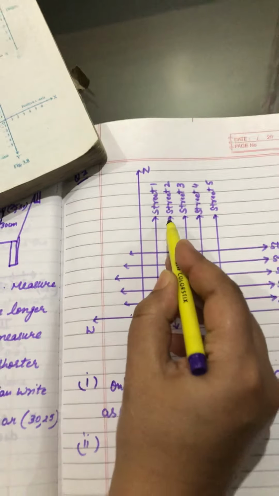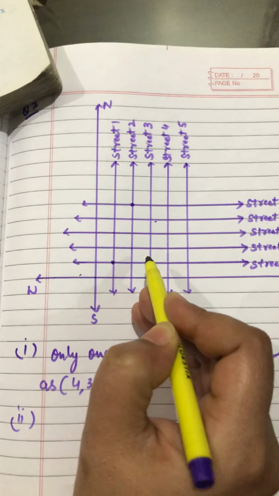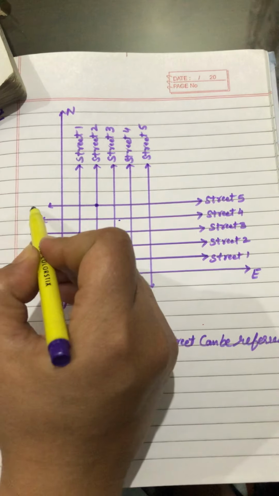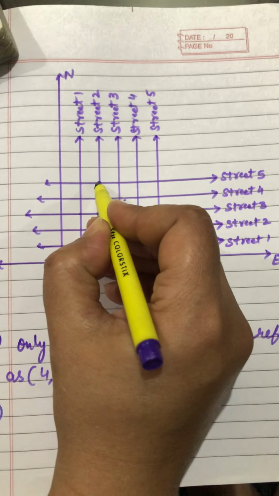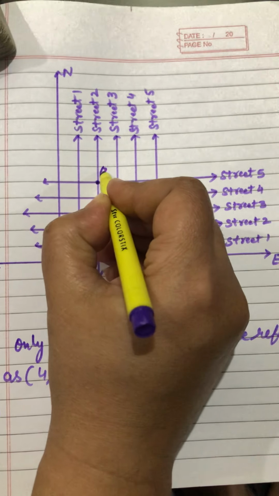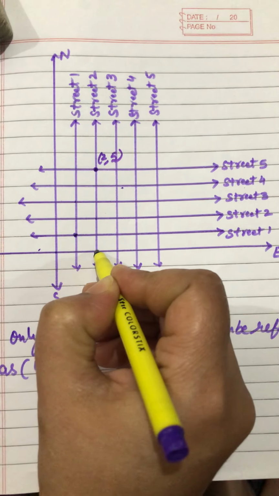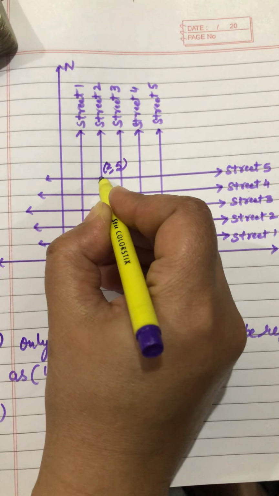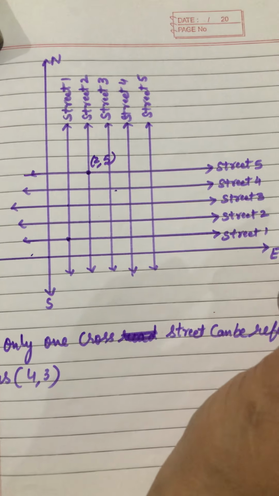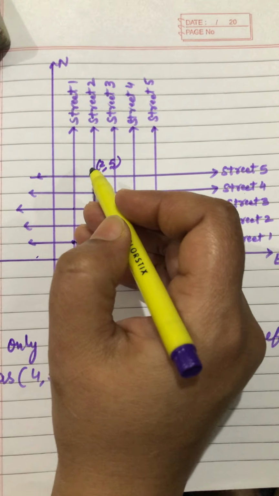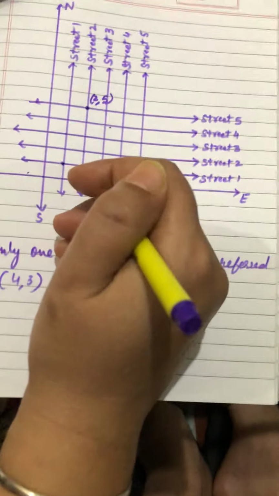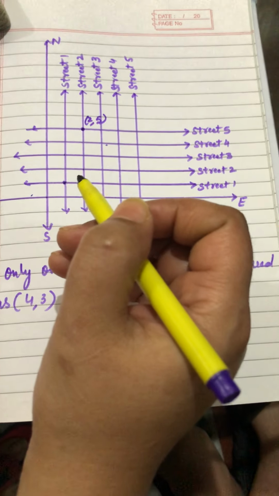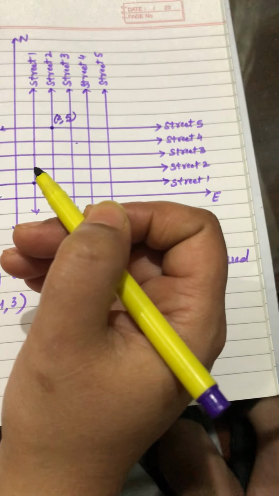Now you can see the second street. This is the second street of the north-south direction, and this is the fifth street of the west-east direction. So this point is represented by 2, 5. Second street of the north-south direction and fifth street of the west-east direction. Now using this convention, find how many cross streets can be referred to as 4, 3. So we have to tell how many cross streets will be made by the point 4, 3.